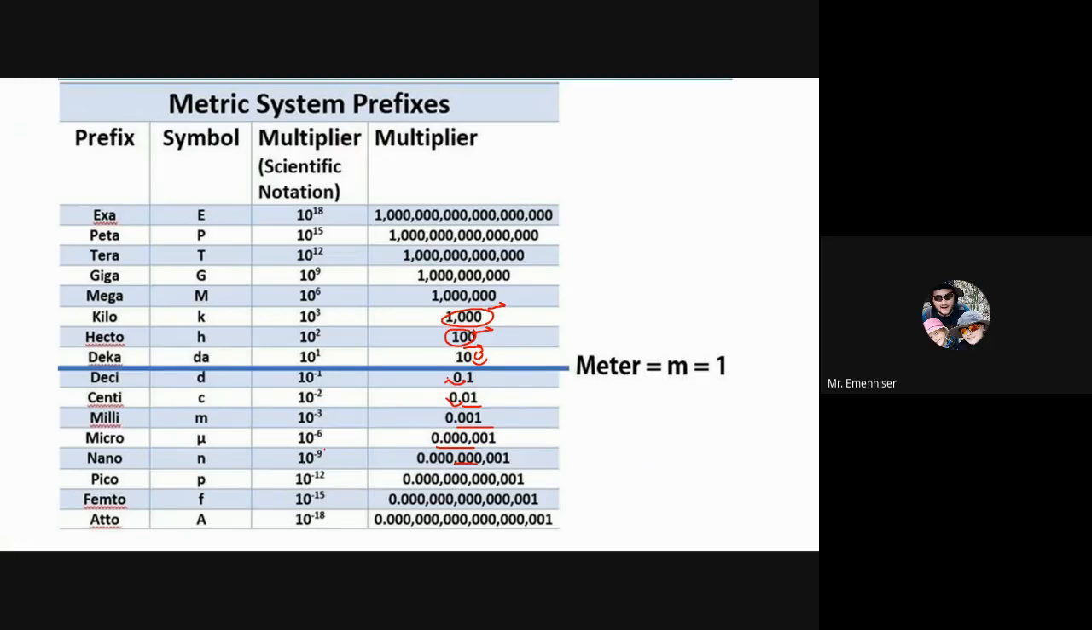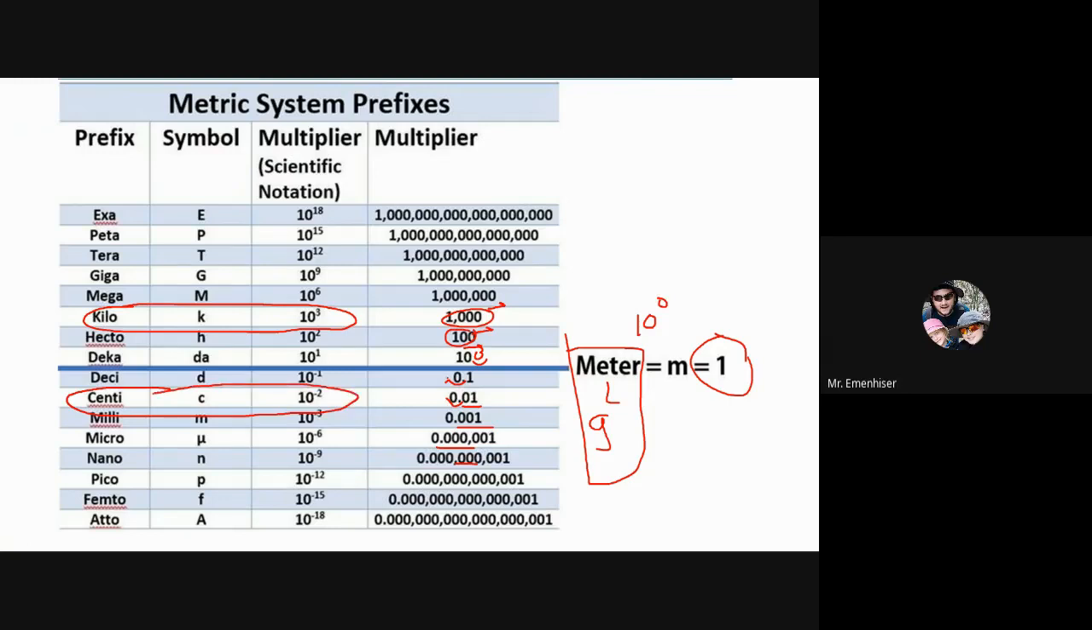Okay. Here's our main units. The meter, the liter, the gram. Remember, those are very important. That's 1 times 10 to the 0, or just 1. And then we've got kilo, which is up here. It's 1,000 of something. And then centi is 1 out of 100. Milli is 1 out of 1,000, or thousandth. And then micro is 1 millionth.